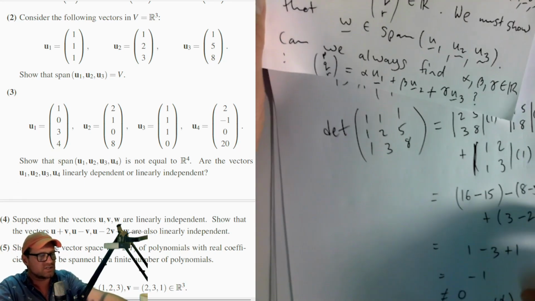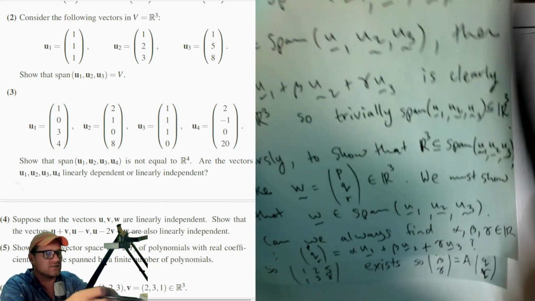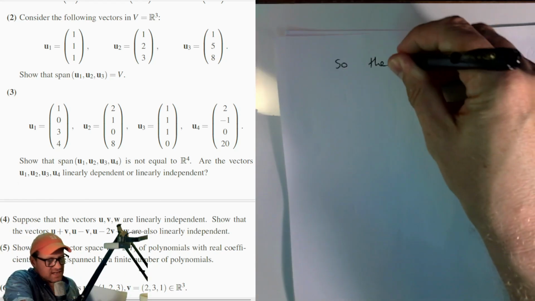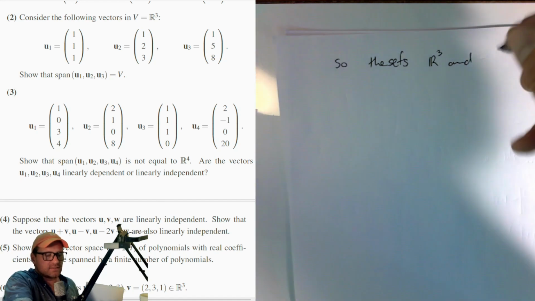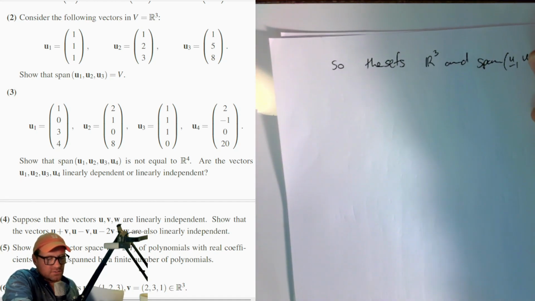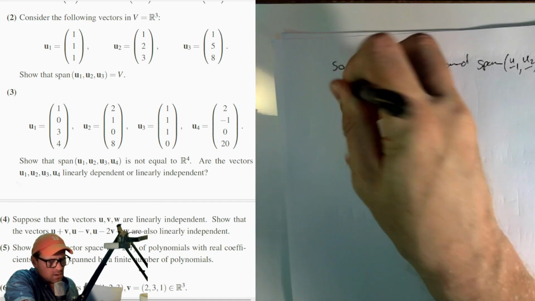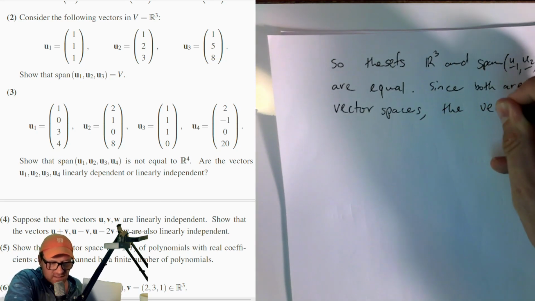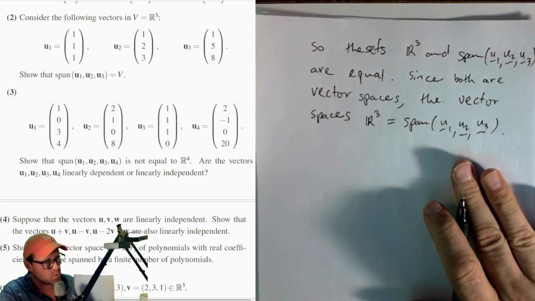Okay, and so since we've shown that each is a subset of the other, the two sets have to be equal. So the sets R3 and span of U1, U2, U3 are equal. And since they're both vector spaces, the vector spaces are equal. Okay, and so we're done with question 2.